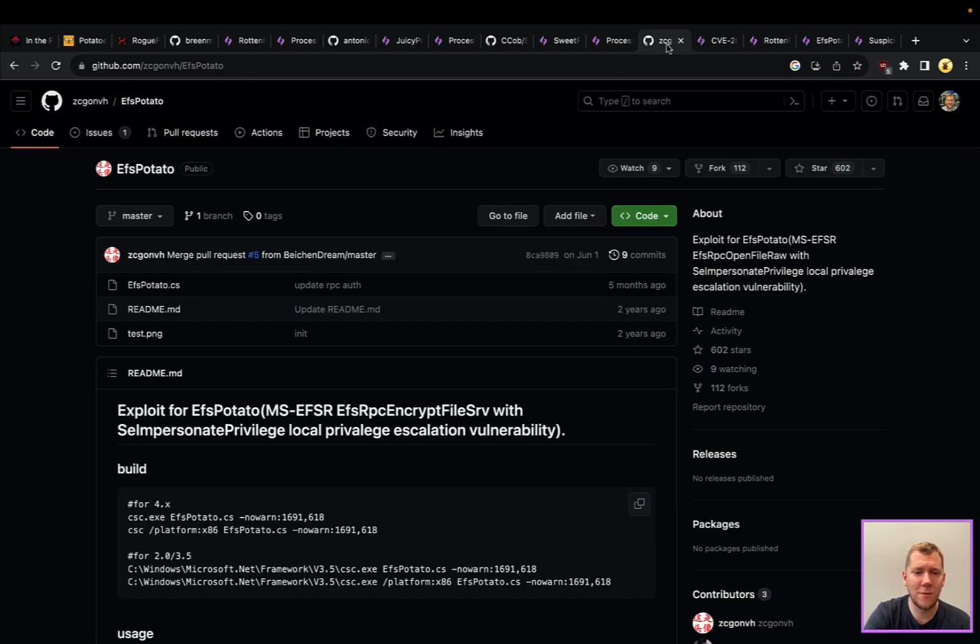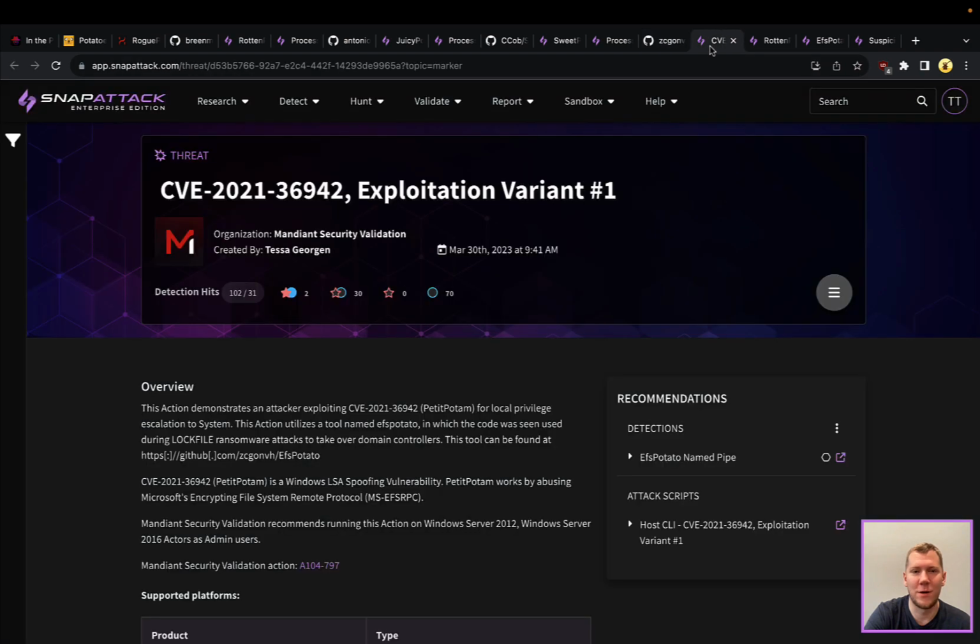We'll cover one more for sake of time, EFS Potato. So this was based off of PetitPotam. If you want to go back, that was CVE 2021-36942. This threat capture is from our partner Mandiant and the Mandiant Security Validation product. Again, that allows you to run automated attacks in your infrastructure to audit your controls and defenses.